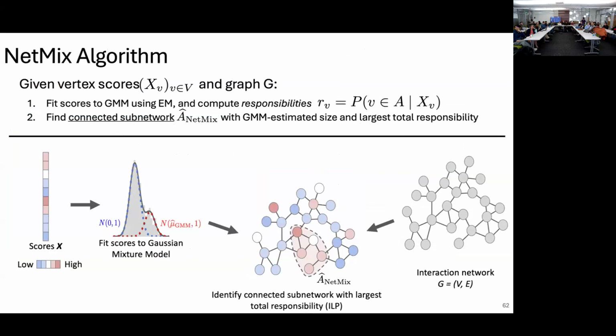Then we put these insights in an algorithm that we call NetMix for finding these altered subnetworks. The idea is that you first fit your scores to this Gaussian mixture model to find these two components and the size of the altered subnetwork. You also get something called a responsibility, which is roughly the probability of a vertex belonging to the altered subnetwork. Then you can find the connected subnetwork using an integer linear program that has the maximum total responsibility, while its size is also what you estimate from the mixture model fit.